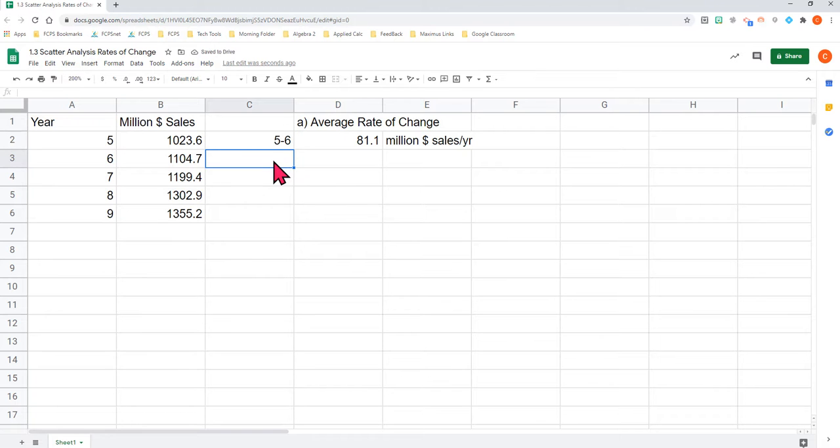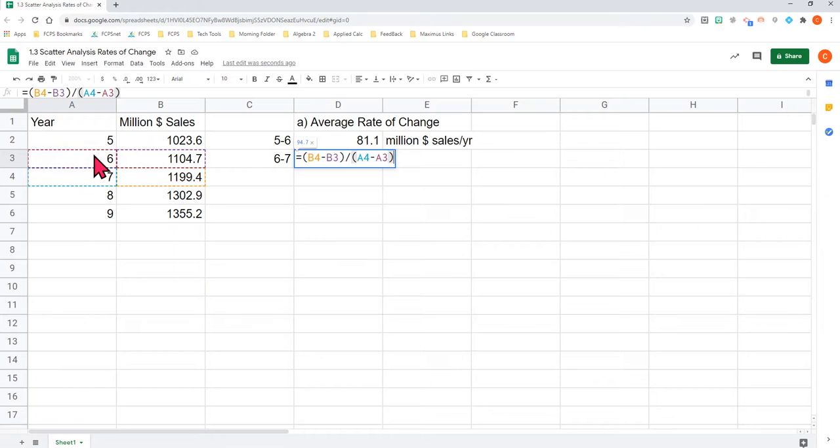Okay, now let's do the year 6 to 7. All right. You have to start your formula. You can click in this bar up here, or you can go ahead equals. Okay, 6 to 7, parentheses. So we're going to start with B4, which is the y coordinate here, minus B3, close it, divide it, parentheses, A4 minus A3.